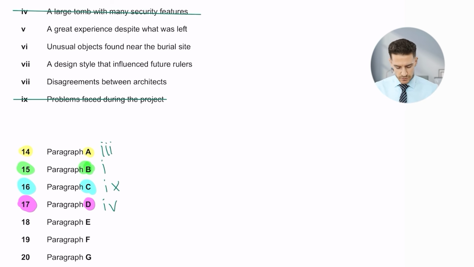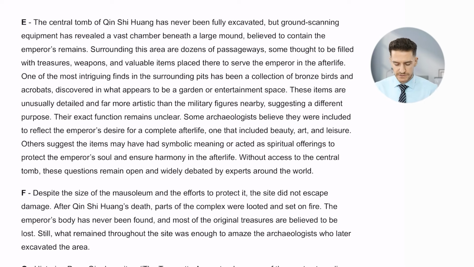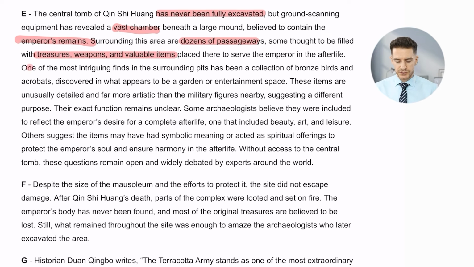Now, the next one is question 18, and that's talking about paragraph E. So let's go back up and let's see if we can find the main ideas. So the central tomb has never been fully excavated, okay? But ground scanning has revealed a vast chamber, okay? Believed to contain the emperor's remains, okay? There are dozens of passageways, some thought to be filled with treasures, weapons, and valuable items. One of the most intriguing finds, okay, this could be important.